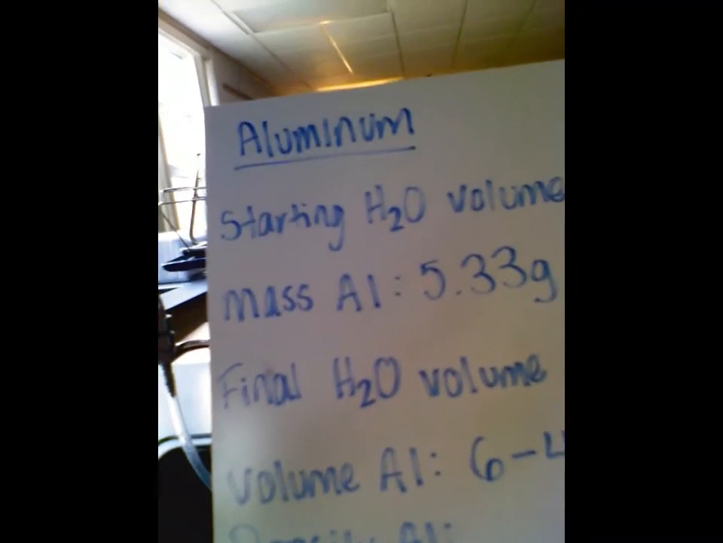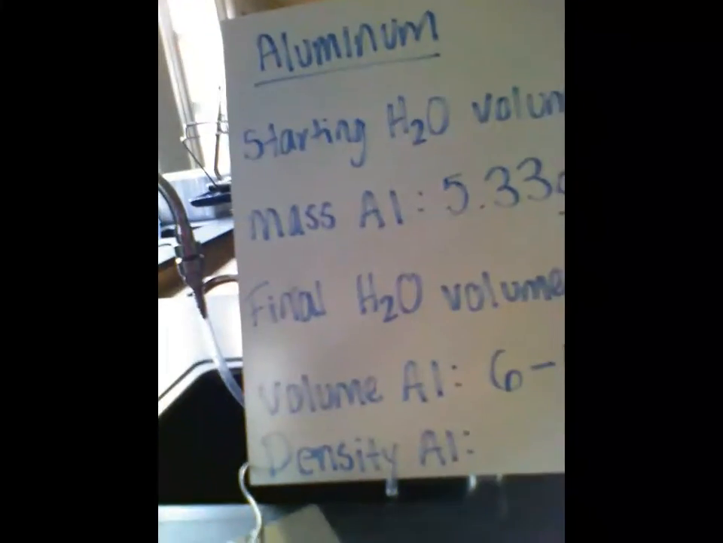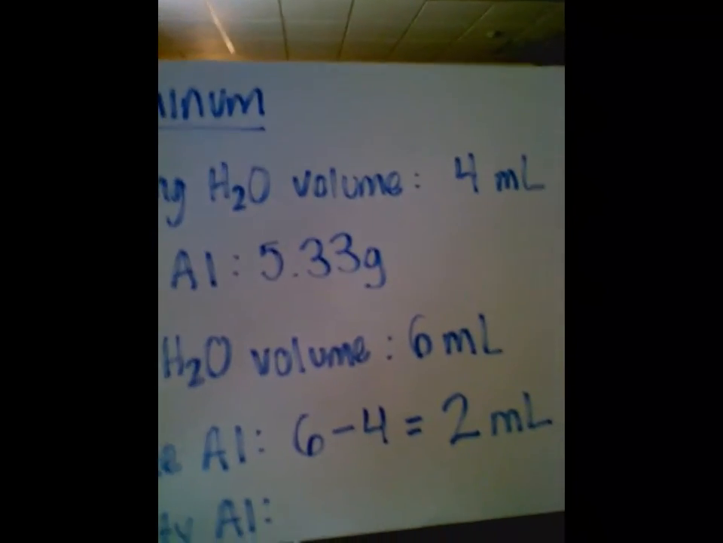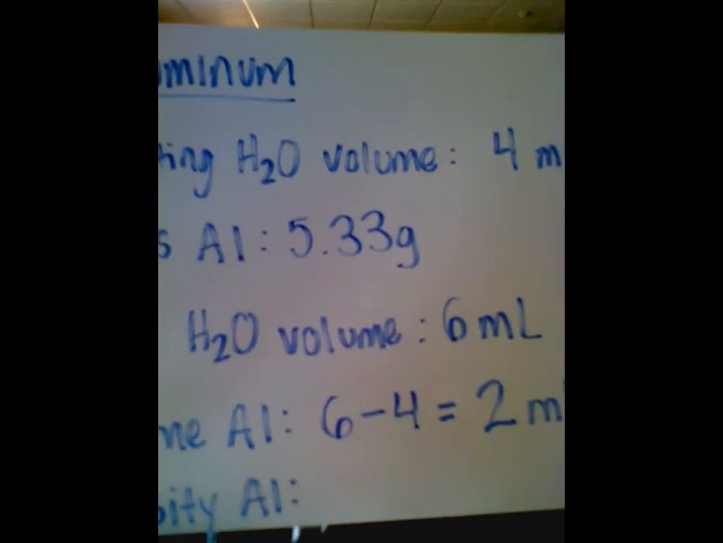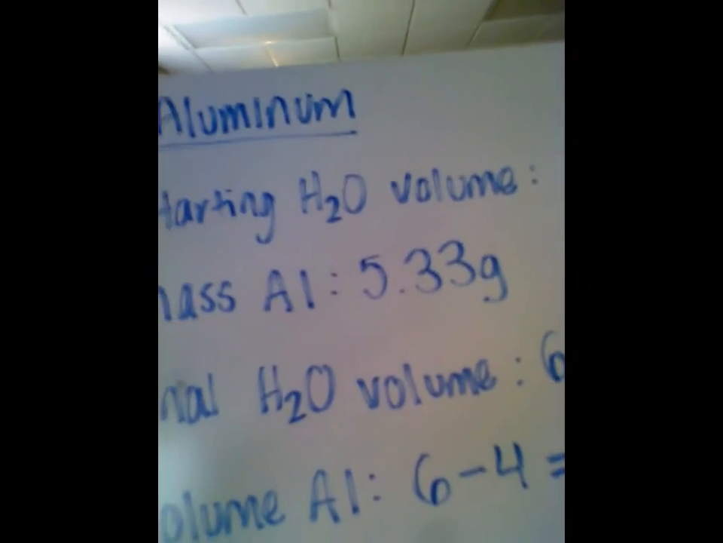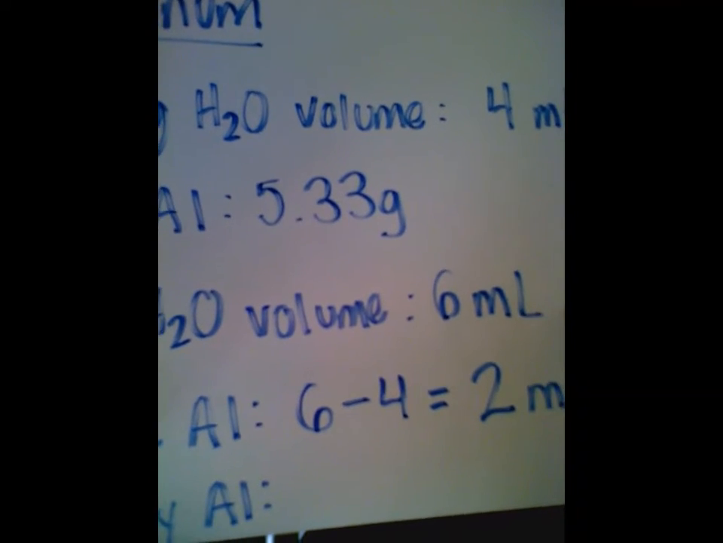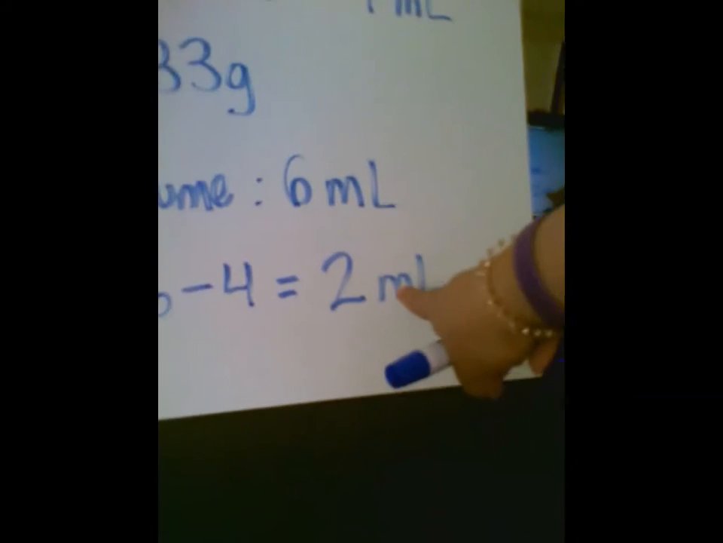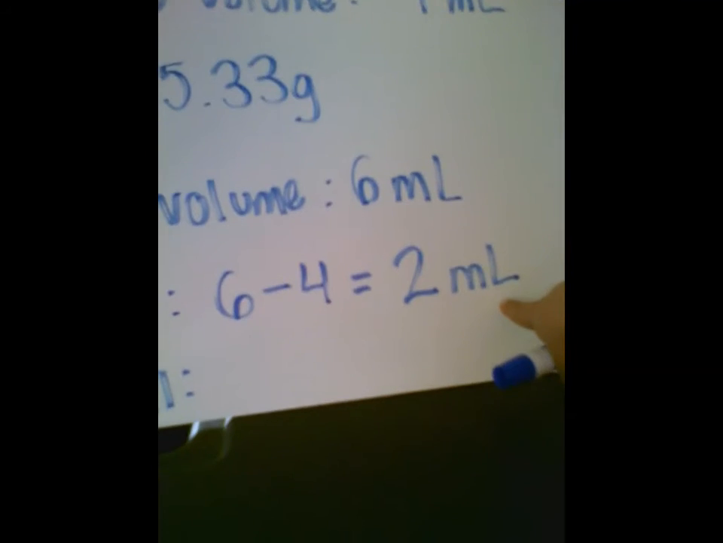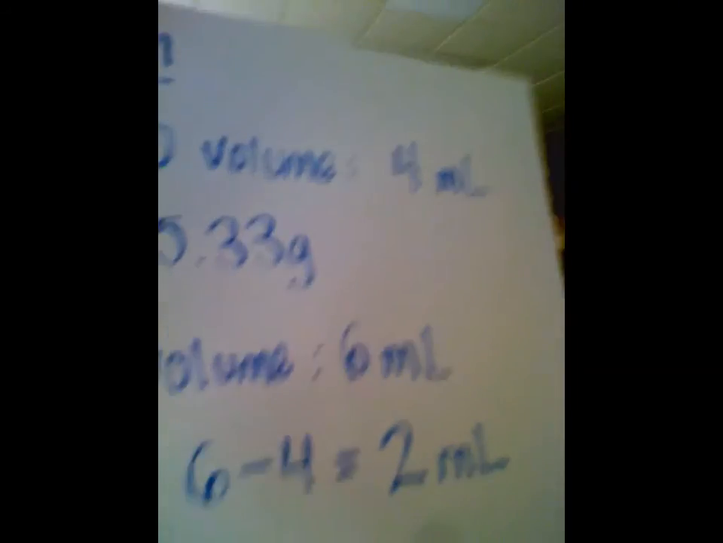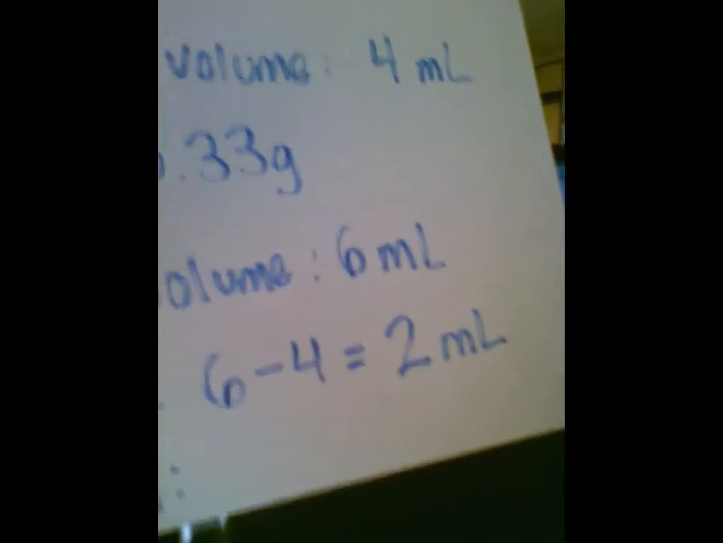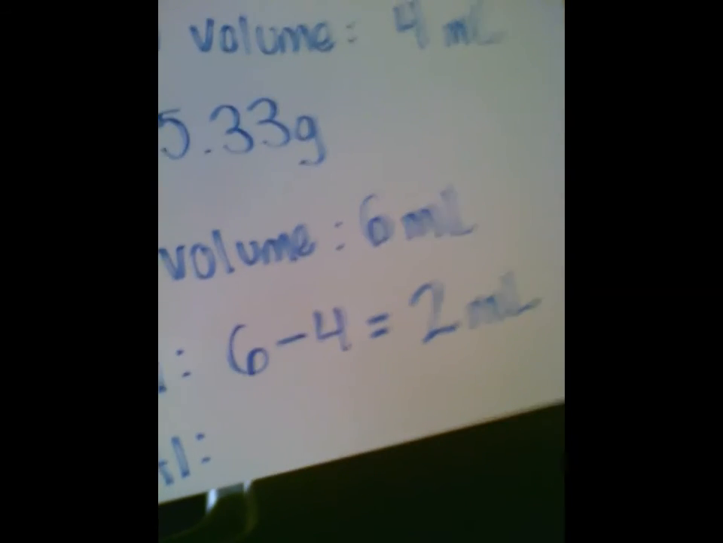You can see my data table, and I'll put a picture of this in the next slide as well. I've got the starting water volume of 4 milliliters. That's what I put in the graduated cylinder. I have my mass of aluminum that I found on the balance. I have my final volume of water after I added the aluminum to the water. And then I subtracted those to get the change in volume, which is my volume of aluminum by itself. Remember, I don't care about the volume of the water. It's just what helps me determine the volume of the aluminum.